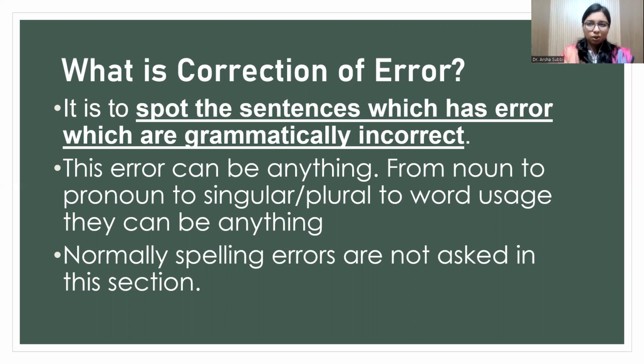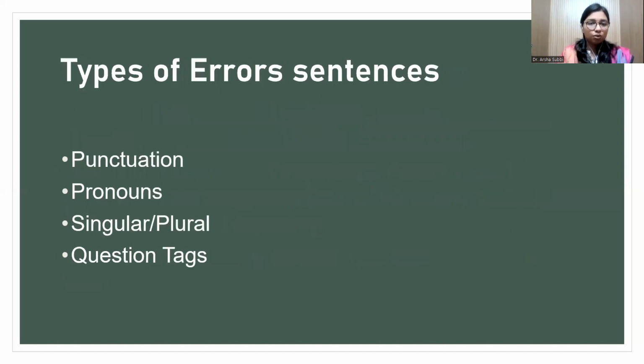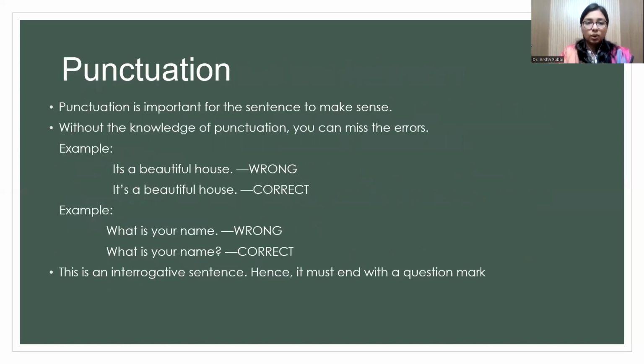It can be a mistake that you make in the noun or the pronoun that you use, or it could also be how you refer to a singular thing as plural or a plural thing as singular, or the word usage itself, the wrong word usage itself. So normally, spelling errors are not asked in this particular section. We do not deal with them in correction of errors. Now, what are the types of errors that we make in sentences? There is punctuation, there is pronoun, there is singular plural mistake, and there are question tags.